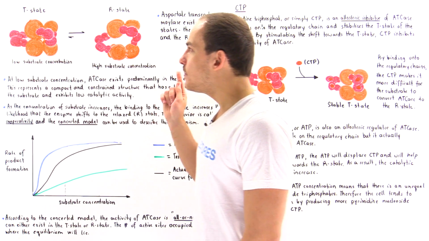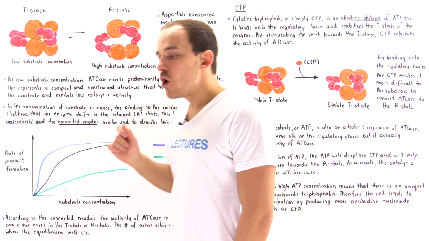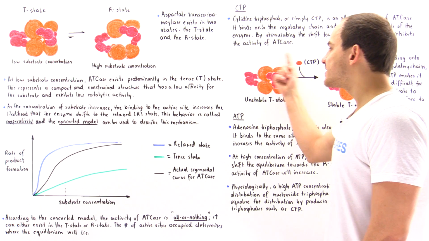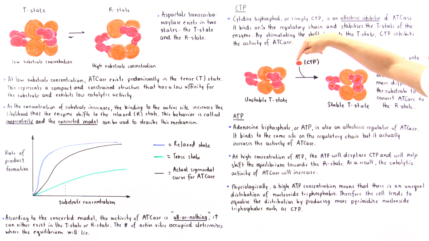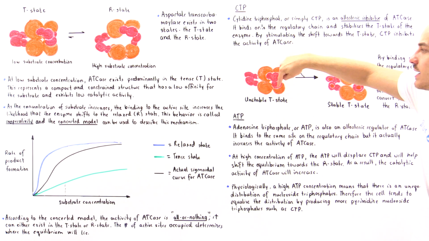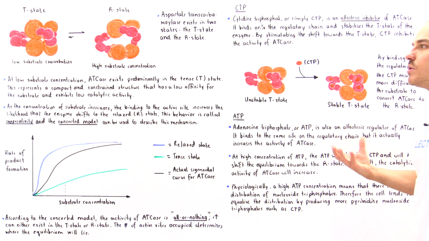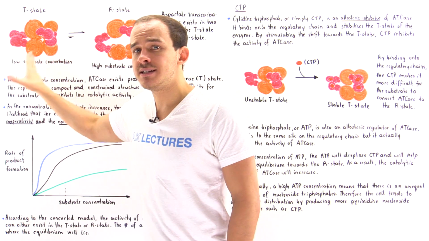Well, upon the binding of CTP to the red regulatory chains, it stabilizes the T state of that enzyme. So it lowers the energy of that T state, it makes it more stable. So as these brown CTP molecules bind onto each one of these regulatory chains, as shown here, it stabilizes the energy of this T state, makes it much more stable. And that shifts the equilibrium from the R state into the T state.